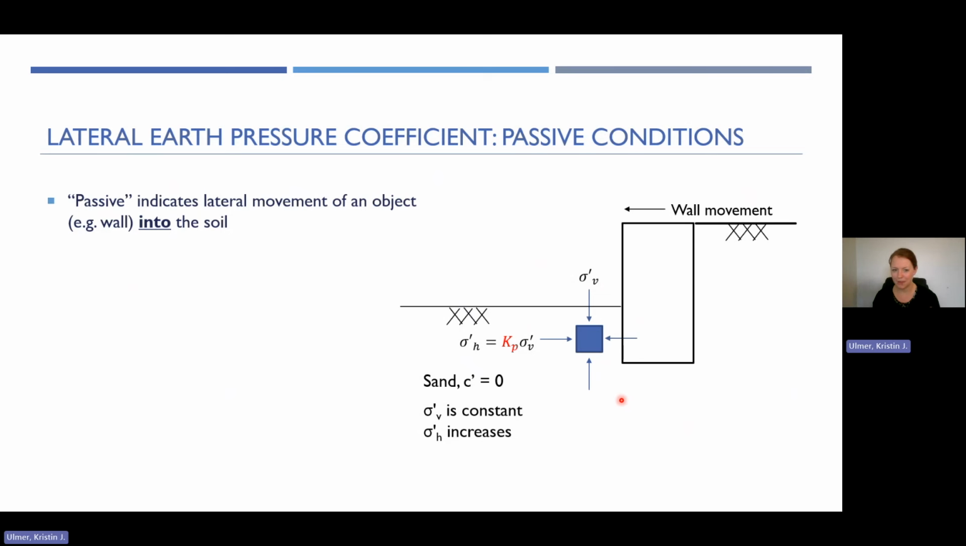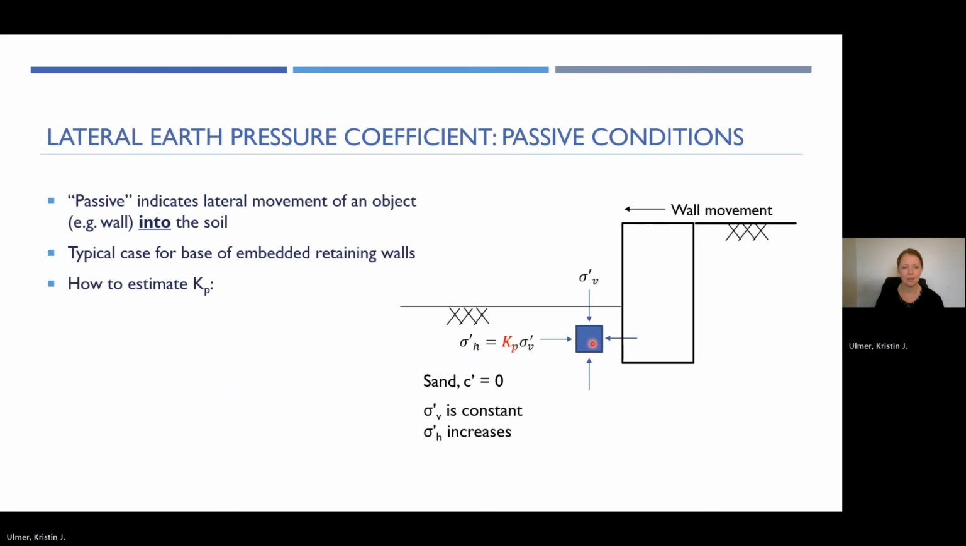Now, when would you worry about that? One example might be this wall here moving away from the soil here. So we'd have active conditions behind the wall. But just in front of this embedded wall, you would experience some passive conditions, right? The wall is moving into the soil that's here in front of the wall. So this is a typical case for the base of an embedded retaining wall. How do you estimate your lateral earth pressure coefficient for passive conditions?